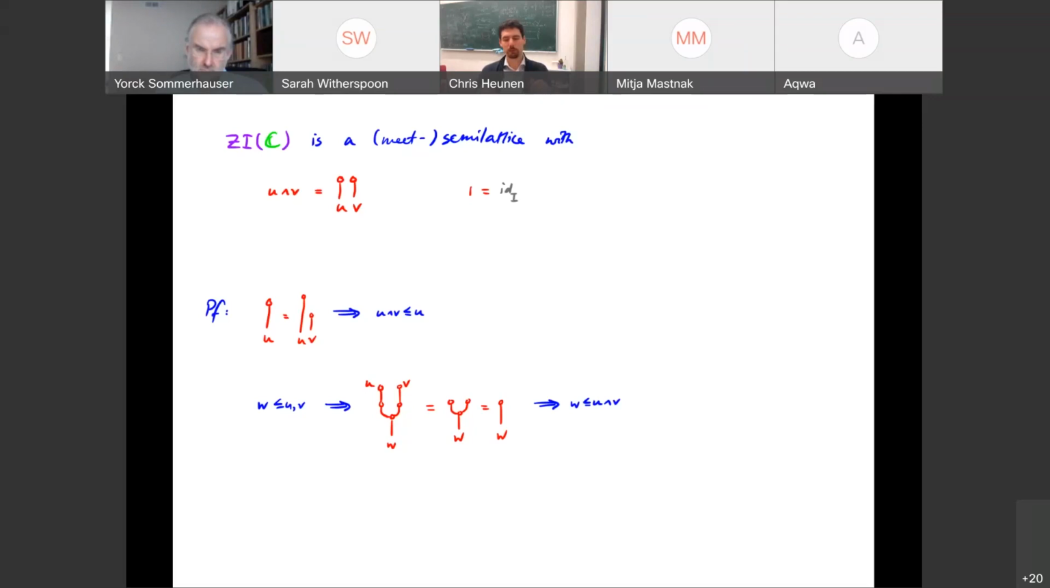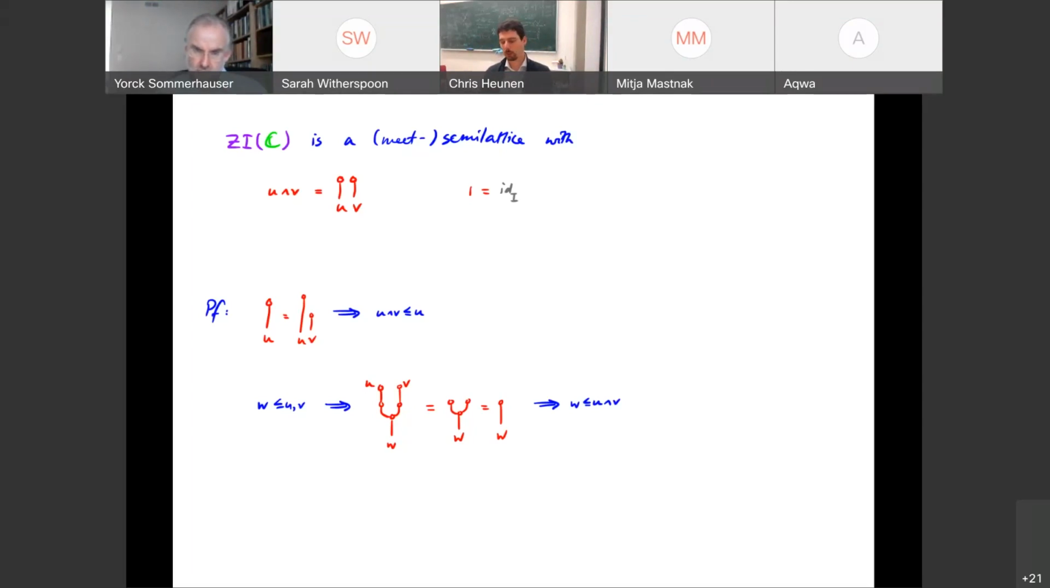I first copy w, then I use the fact that w is both below v and below u, then I forget about u and v. But by definition of being below, that means that I could as well, after copying w, straight away forget about both copies, which is the same as just forgetting about w in the first place. So in other words, w is below the meet, and it's actually a meet.